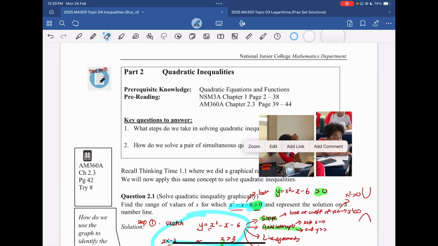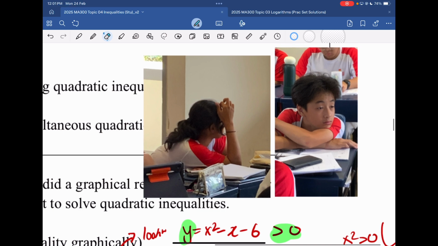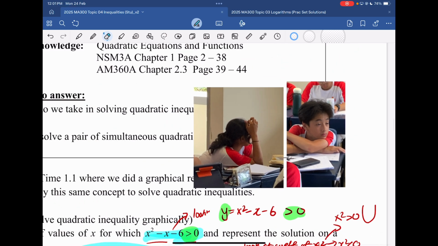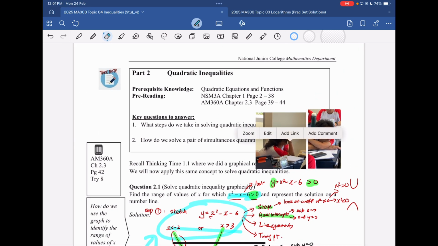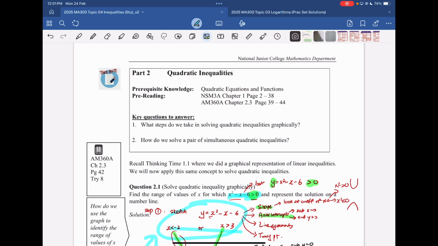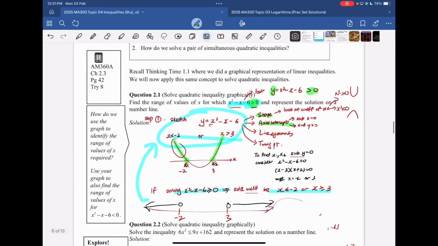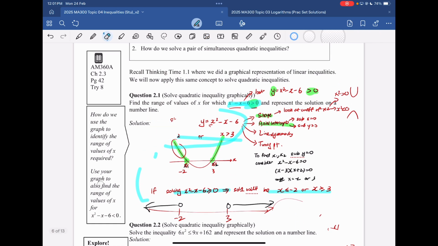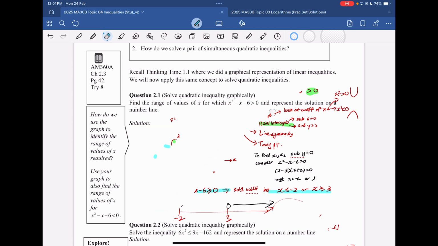Okay, this was 307. They were last week. Guess who is this? She was looking out of the window. Okay, so please help me to do question 1.1 to 1.6.